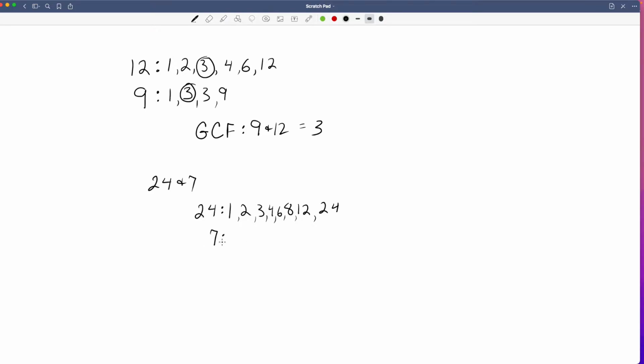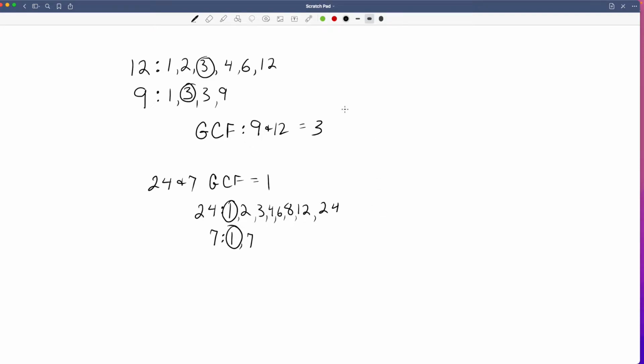What about 7? Well, 7 is a prime number. It only has one pair of factors, 1 times 7. So the greatest common factor between 24 and 7, the GCF, is going to equal 1. That's all you can do. Sometimes it is 1. Sometimes it's the greatest common factor. That's okay. It is what it is.